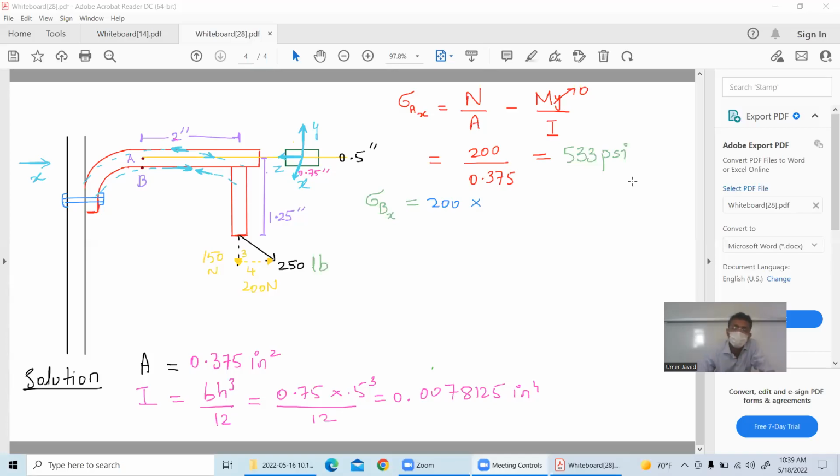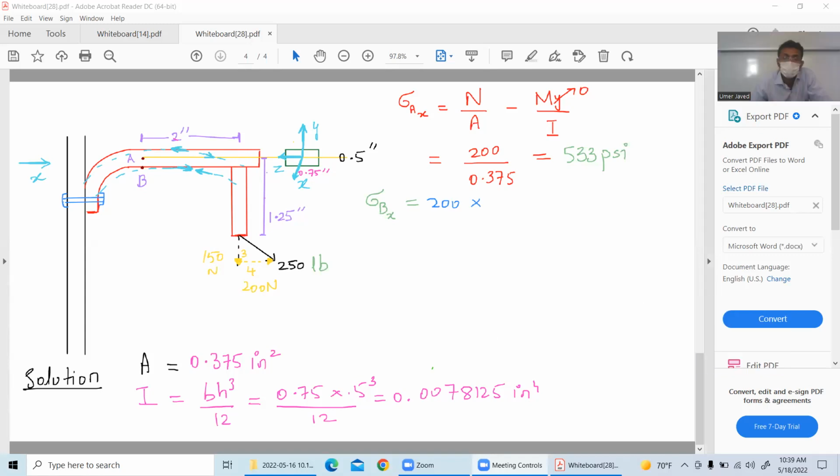Okay, just one quick remark. You remember we did this problem. Now, just remember that in this particular problem, the moment is acting in which direction? Only the Z. So the moment is acting only in the Z. We covered this problem last time.